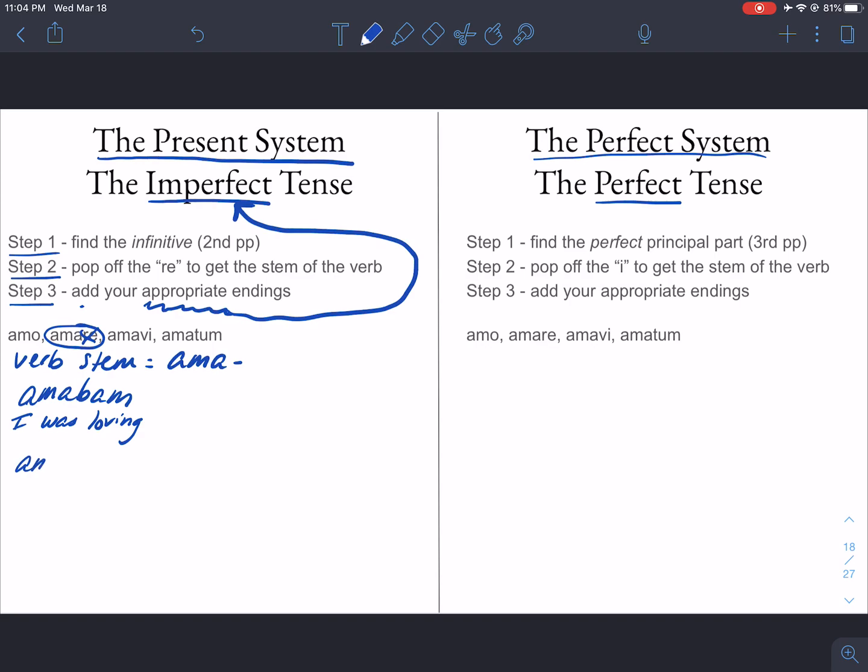Next, amabas, you were loving. Okay. Amabat, he, she, or it was loving. Okay, now let's move on to the plural.